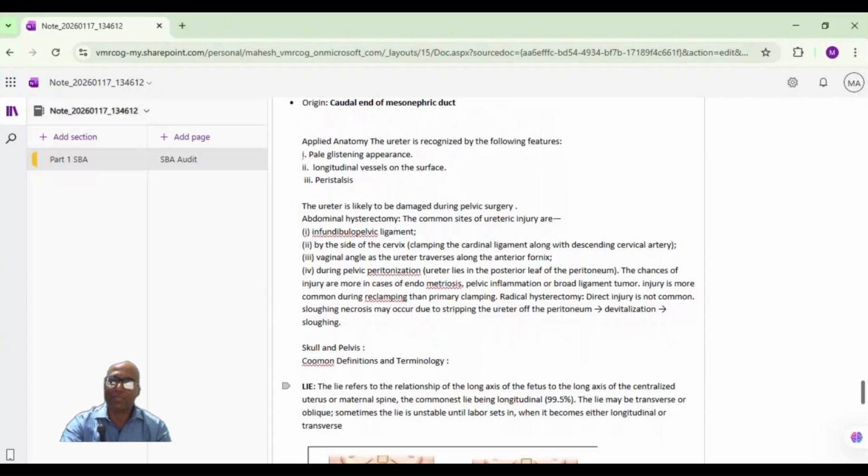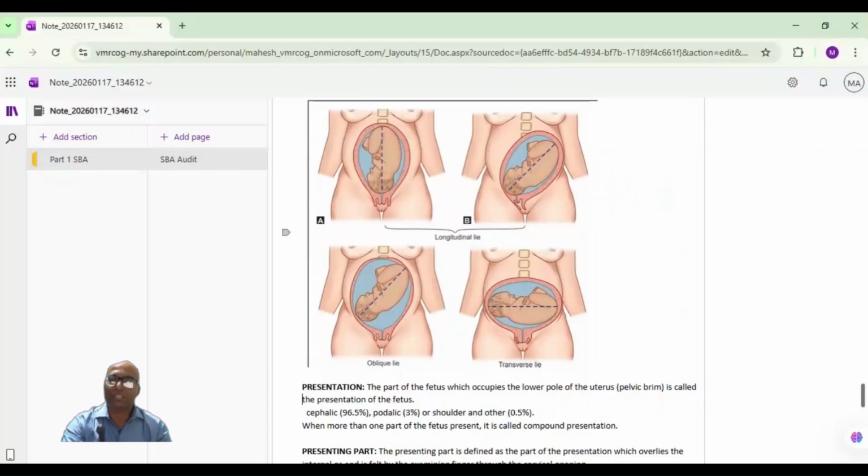And lie is the relation between the long axis of the fetus with the long axis of the maternal spine or the centralized uterine axis. Okay, the lie may be transverse or oblique. Sometimes the lie is unstable until labor sets in, when it becomes either longitudinal or transverse. So that is what the lie is. In 99.5% of cases you will have this longitudinal lie. These are the other types of lie.